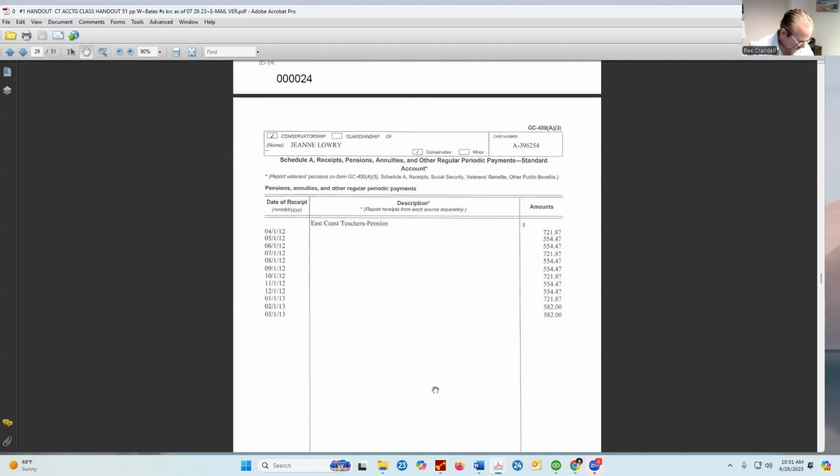Okay, then we have receipt of pensions. This form does not want Social Security benefits. In this case, you list out who the pension is from and every dollar amount that comes in.